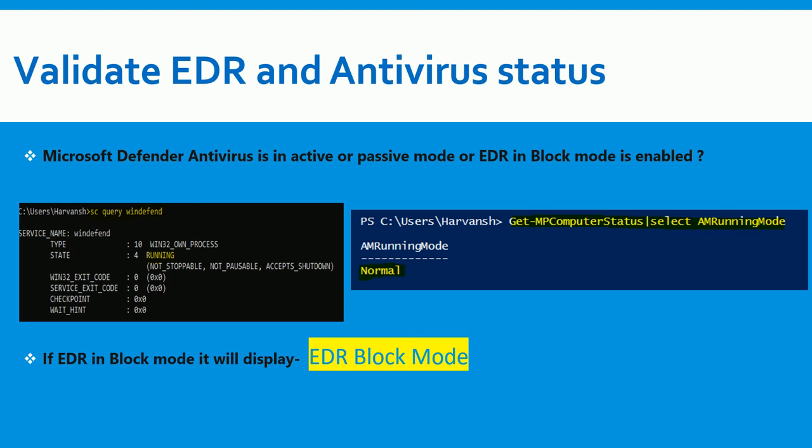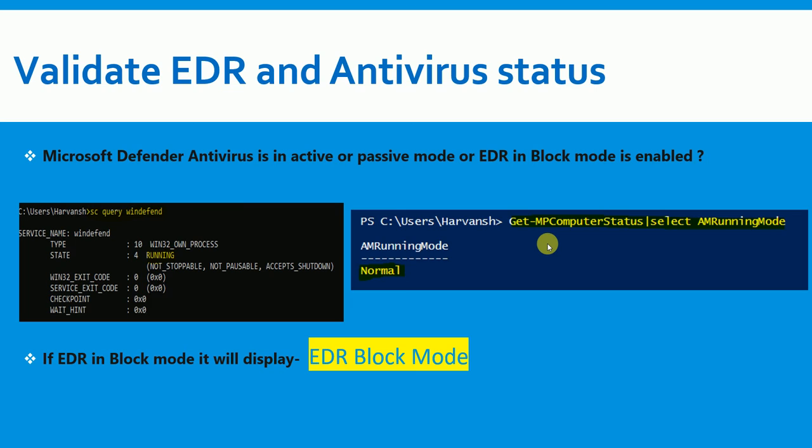You can simply go to the command prompt, cmd, and type sc query windefend. If the service state is running, that means the Defender antivirus is in running mode. And here is a command with PowerShell: Get-MpComputerStatus | select AMRunningMode. This will give you the EDR status mode, whether the EDR is running in normal mode or not.